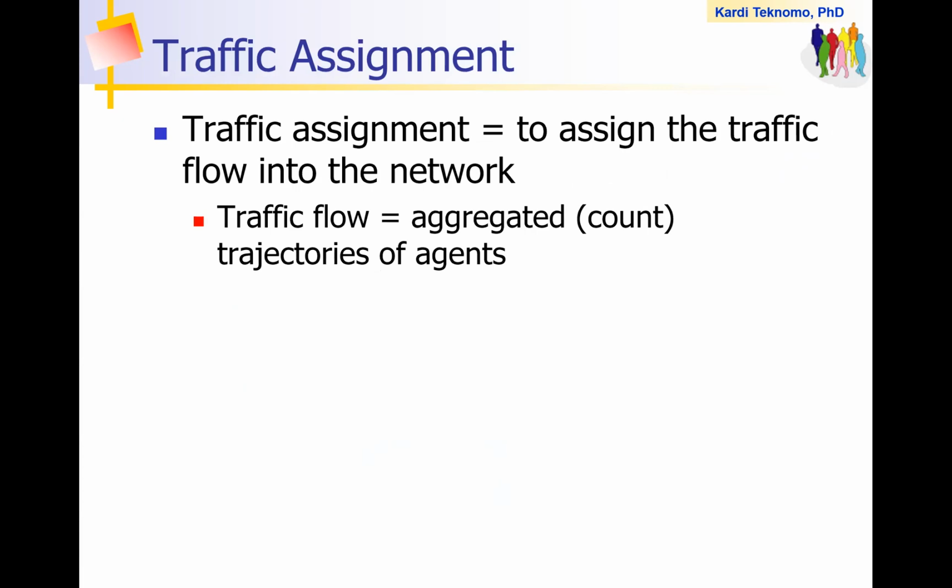When you do what is called traffic assignment, what is traffic assignment? Traffic assignment basically assigns the traffic flow into the network. So what is traffic flow? Traffic flow is basically the aggregate, or the count, of the trajectory of each agent. Look at the basic idea: you have agents, which are the vehicles or the people, passing through the network. They create trajectories over time, and when you aggregate them, we call this traffic flow.